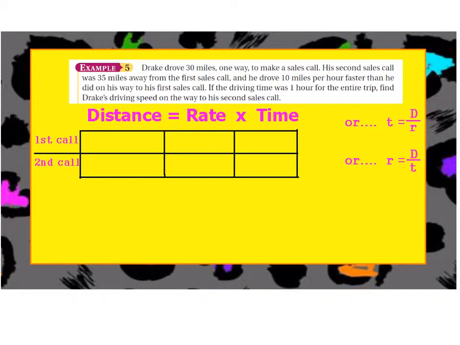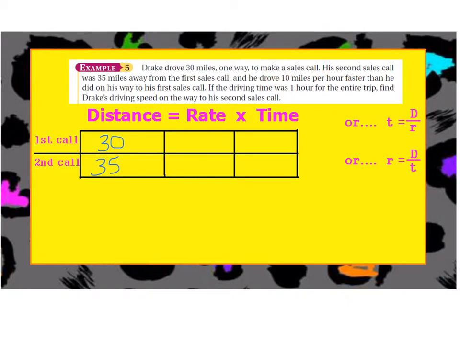Okay, so here's what I'm going to do. I'm going to take my information and fill in my chart. So it says here for the distance, on the first call, he had to go 30 miles. And his second sales call was 35 more miles. Okay, so those were the distances that he did. As far as his rate is concerned, we don't really know exactly how fast he went. We just know that he drove 10 miles per hour faster on the second one.